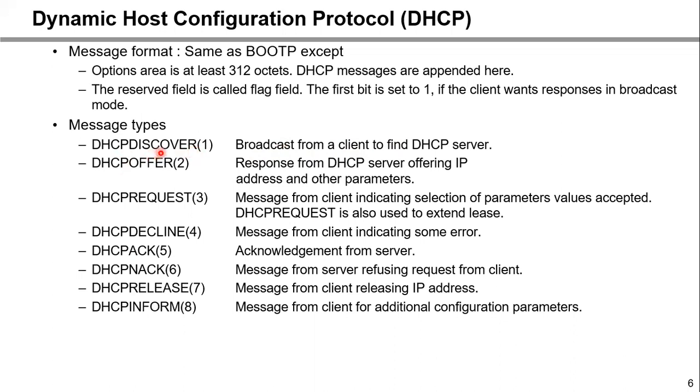This is very important because you might get a question about which machine broadcasts and which message is broadcast and which message is unicast. The question might be, among the following, which message is broadcast, with some options. You'll have to choose DHCP discover, and you'll have many questions on these messages.